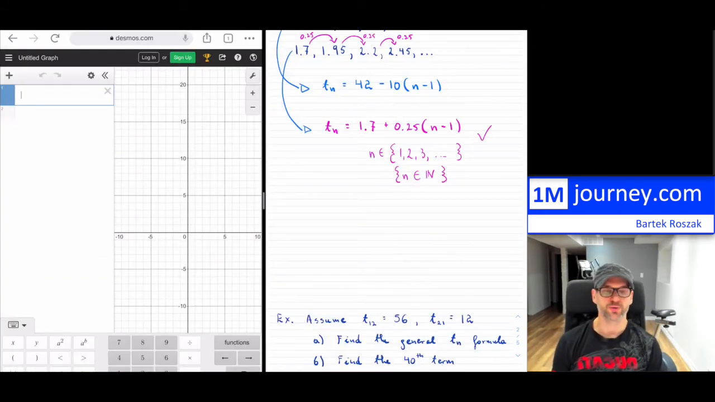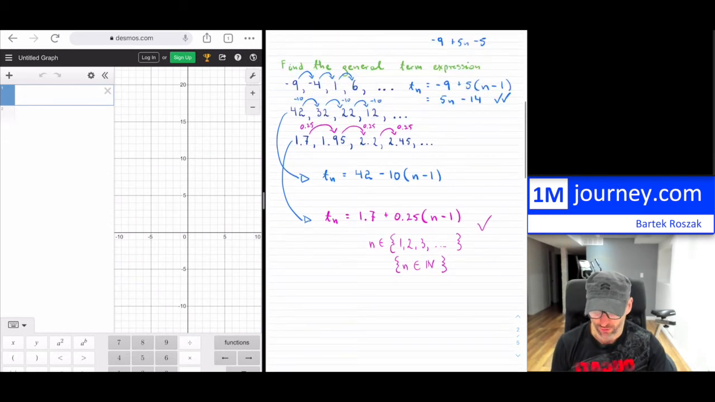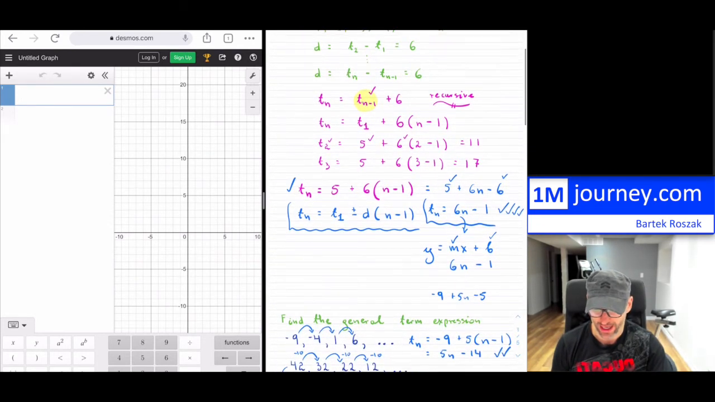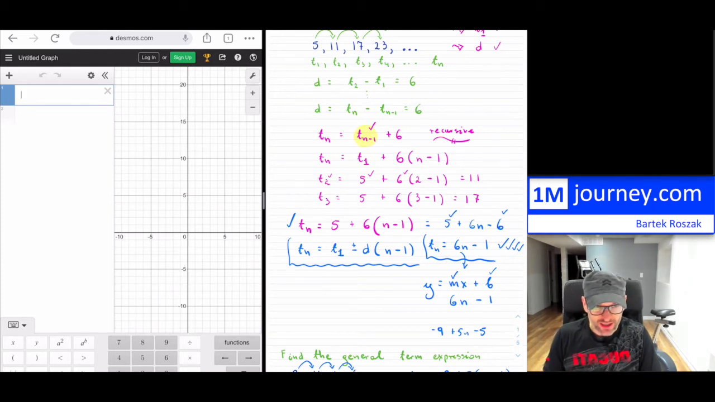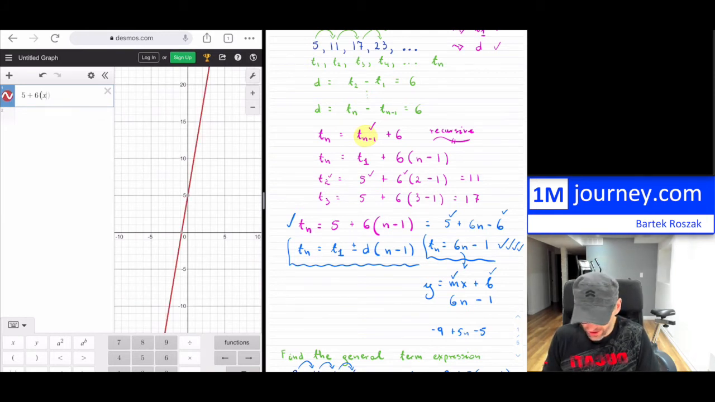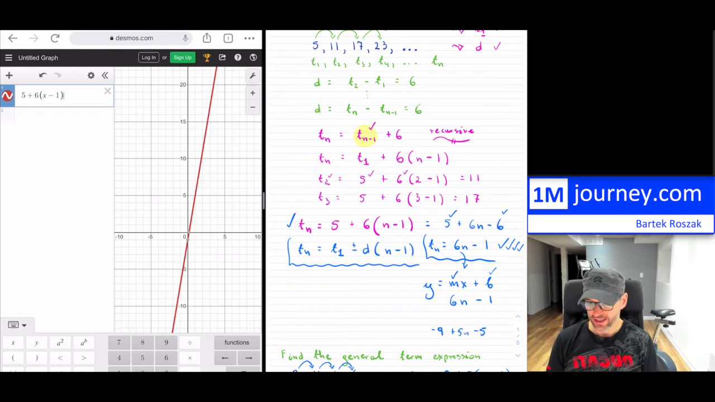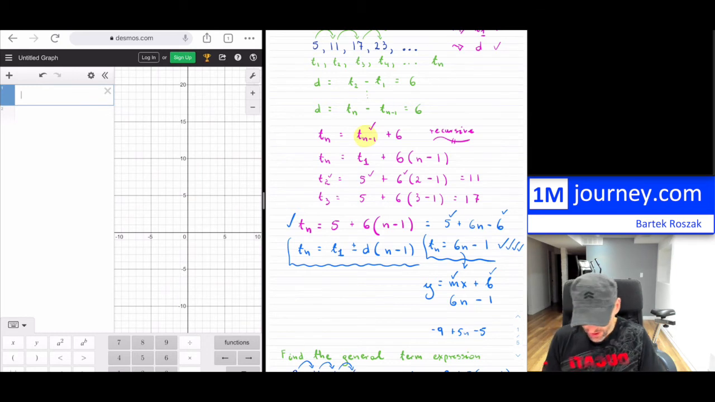All right, so here is Desmos. Now let's take a look and plot one of these. Let's plot our original one that we had. Now, how do I plot this? It was 5 plus 6, and I'm not going to call it n in here, so if I put x minus 1, it's just going to plot a line for us. But that's not what we want. We don't really want a line. So how do we plot this?